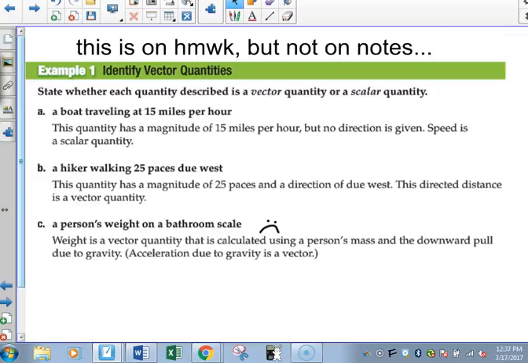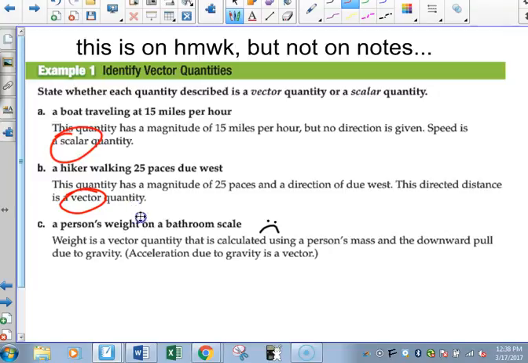You don't have this on your notes, okay, but here's some examples like numbers 1 through 6 in your book. State whether this is a vector quantity or scalar quantity. A boat traveling 15 miles an hour. Yeah, it only has magnitude. It doesn't have direction, so therefore it's a scalar. Everybody okay? A hiker walking 25 paces due west. We don't think of paces as a magnitude, but it is, okay? It's a length, distance. And he's going due west. So that is a vector because it has magnitude and direction.